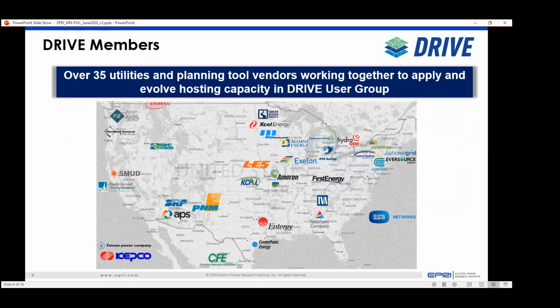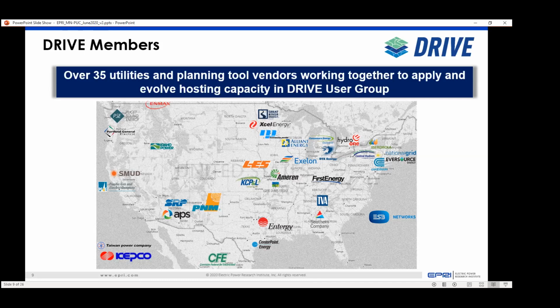And that's where our members of the Drive users group really come into play. And you can see here is a simple map of the members of Drive, the ones that are really pushing forward the analytics within Drive, come from utilities across the nation and also worldwide. Hosting capacity isn't a United States issue. It's really a worldwide issue of how do we assess how much our distribution system can accommodate for DER.